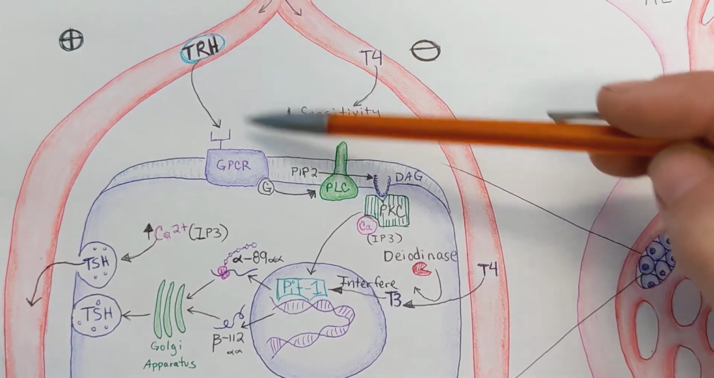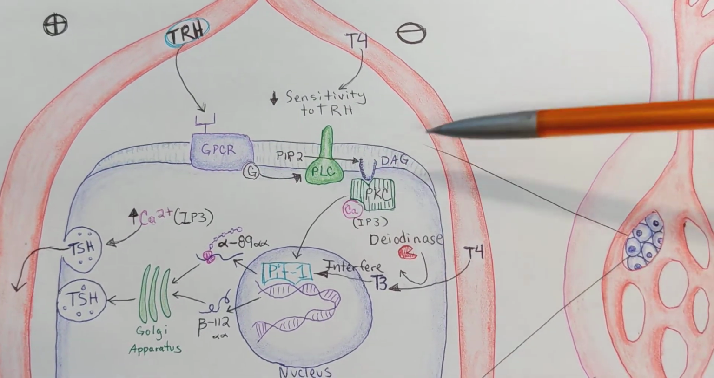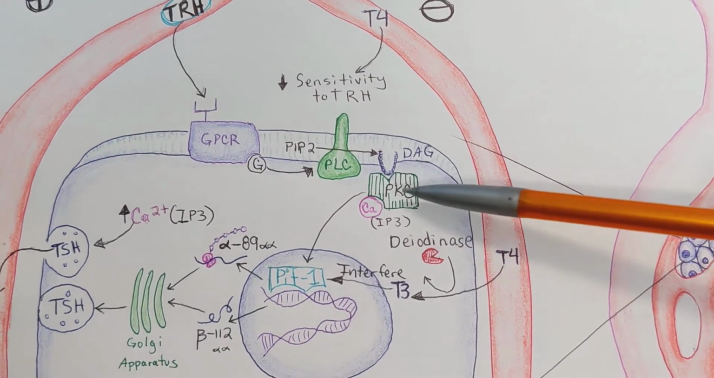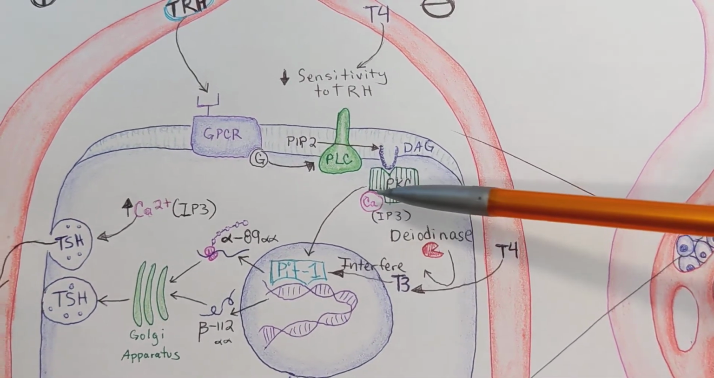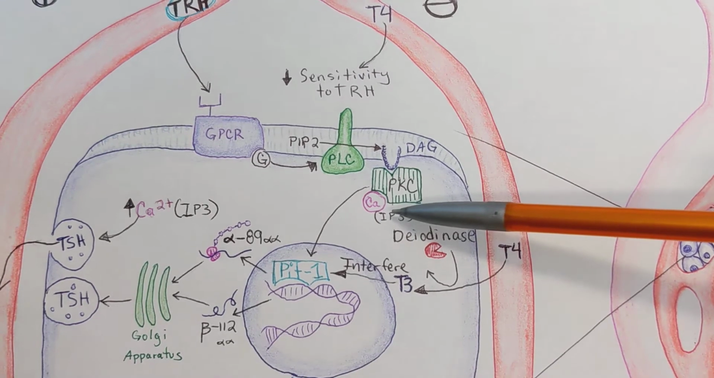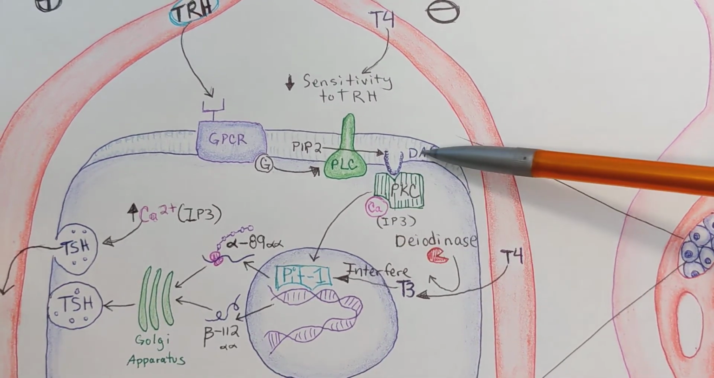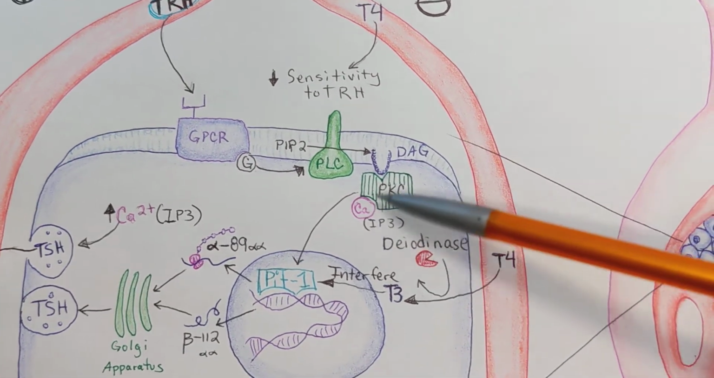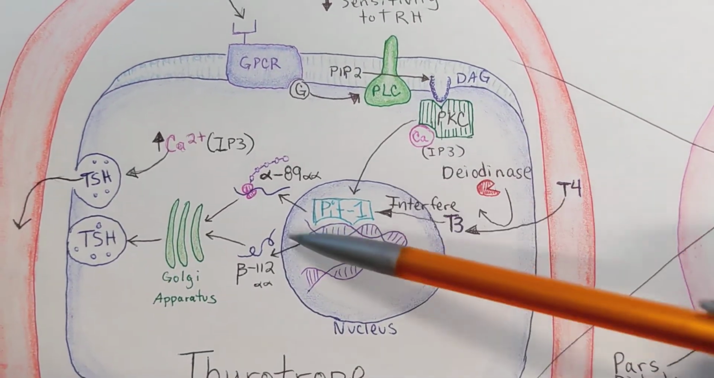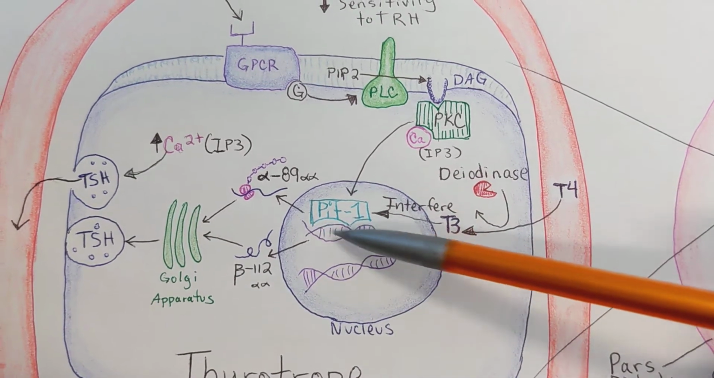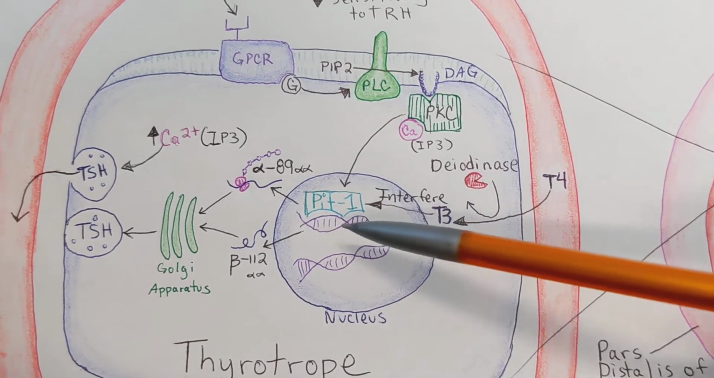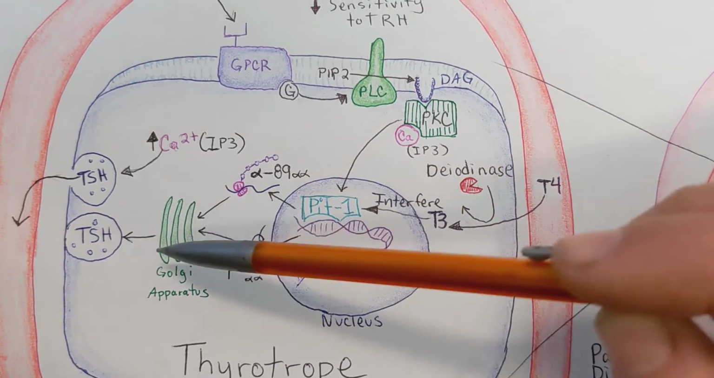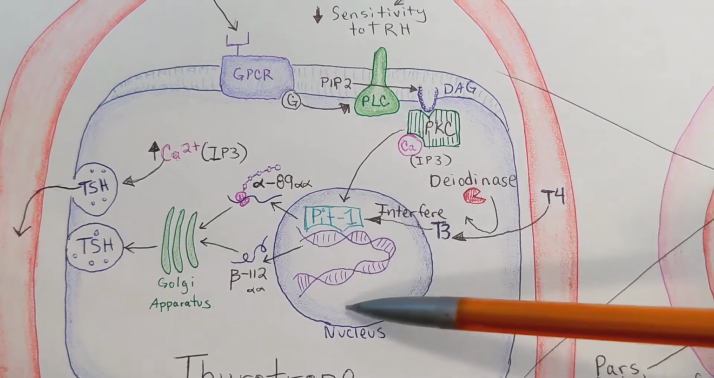TRH activates a second messenger system, the DAG-IP3 system. As we know, IP3 triggers the release of calcium into the cytoplasm, and together with DAG, this activates protein kinase C. In this case, protein kinase C is going to lead to the activation of a transcription factor called PIT1. PIT1 is going to increase the transcription and ultimately translation of two different genes.